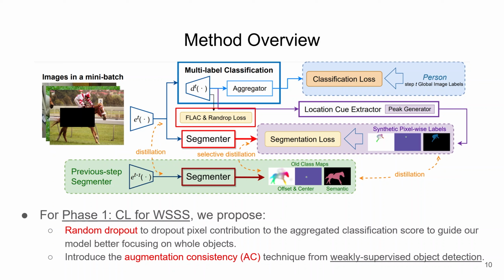Its idea is similar to previous methods that mask out object parts in the image to guide the model to focus on different regions. Instead of manipulating the images, we take advantage of the aggregator we used to drop out the contribution of pixels to achieve similar effects without big modifications. Another one is inspired from recent weakly supervised object detection methods, which use the idea of augmentation consistency. Compared to previous methods that usually apply augmentation on input images, we apply it on the lower dimension feature level for better efficiency.